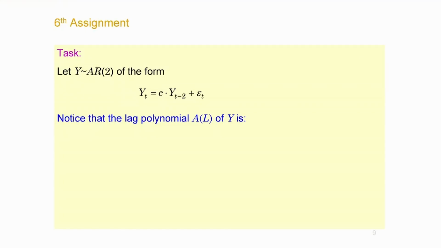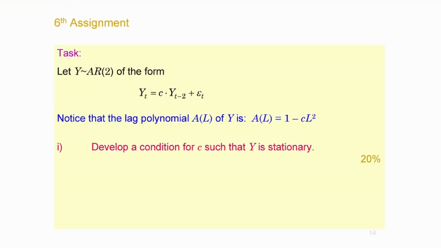Now, first off, you need to recognize that the lag polynomial of this model is going to be 1 minus c times L squared, where L is the lag operator. You know what the lag operator is. And what I want you to do in the first case is develop a stationarity condition for that parameter. So you need to examine in which case that process is stationary, what the parameter needs to satisfy to be considered a stationary process for the model.